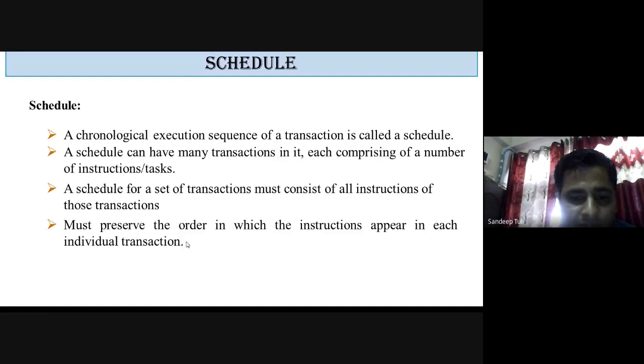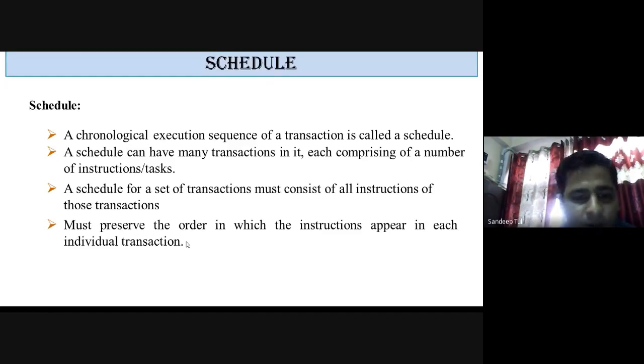Like I started with my very first slide, I took T1, one transaction, T2, a second transaction, and then I combined both of them, T1 and T2. So that could be a schedule also. A collection of multiple transactions is known as a schedule. The definition is: a chronological execution sequence of transactions is called a schedule. A schedule can have many transactions in it, and each transaction comprises a number of instructions or tasks that we have already seen.